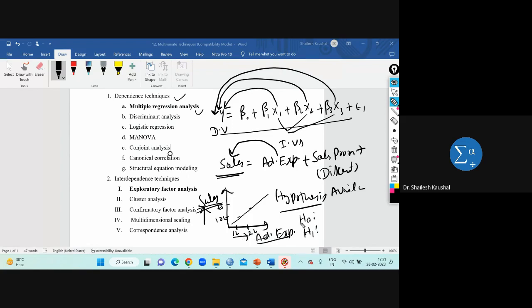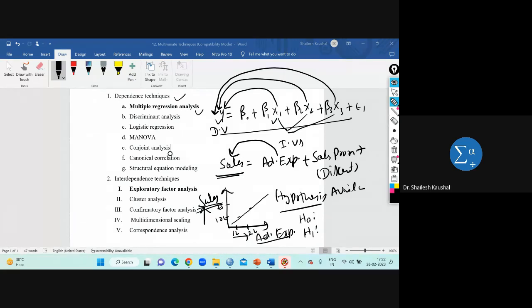As we increase advertising expenses, sales also increase. When we increase advertising expenses, naturally people will be aware of the product or services and they may buy the product. So there is a positive correlation. So in a dependence relationship, we can find the relationship between the independent and dependent variable, and we can also test our hypothesis.